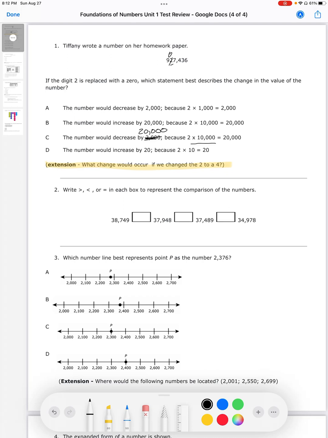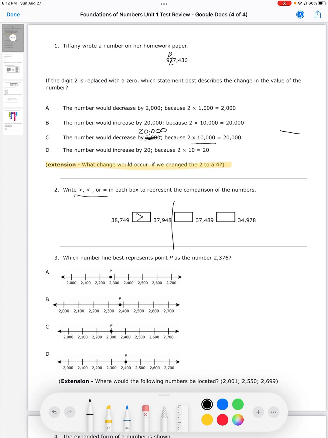Number 2 says, write greater than, less than, or equal to, using these symbols, in each box to represent the comparison of the numbers. So like I said, I like to just take 2 numbers at a time. The first number is 38,749. The second one's 37,948. Well, we know 38,000 is greater than 37,000, no matter what the last few numbers are. So we'll put the greater than sign.